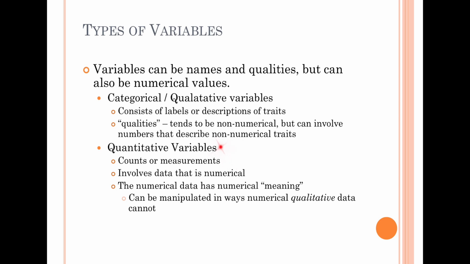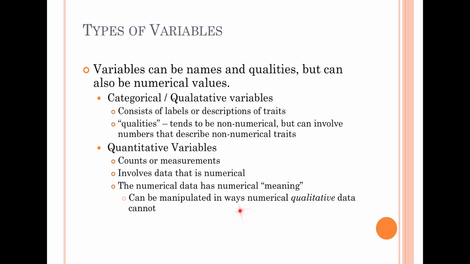Now, there are numbers that we at times collect that actually have numerical meaning. And these tend to be counts or measurements. We call these quantitative variables. Counts or measurements, how many children are in your household? What are the ages of the children in your household? So we have the counts and then we have measurements. It involves data that's numerical, and that numerical data actually has numerical meaning.